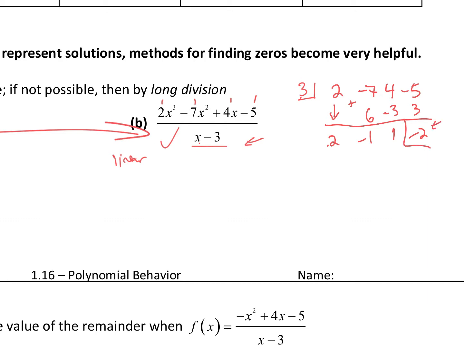The last value here will always be your remainder. And then you work backwards from there. So this is your first term, this is your x term, and this would be your x squared term.